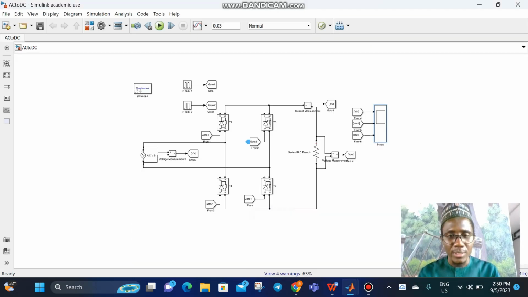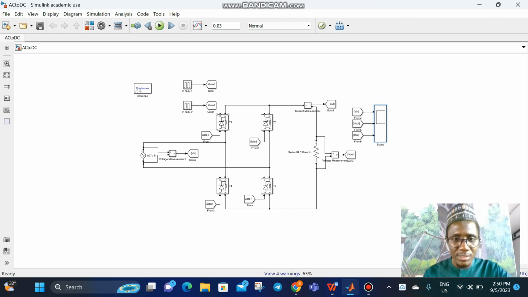As you can see here, this is the simulation in the Matlab. This is my AC voltage source. These are my 4 transistors, that is T1, T3, T2, and T4. This is my current measurement and voltage measurement. This is my load resistor. This is my scope in order to see the output waveform. This is my pulse generator, that is pulse generator 1 and pulse generator 2. This is my From and Goto blocks in order to connect the pulse generators.